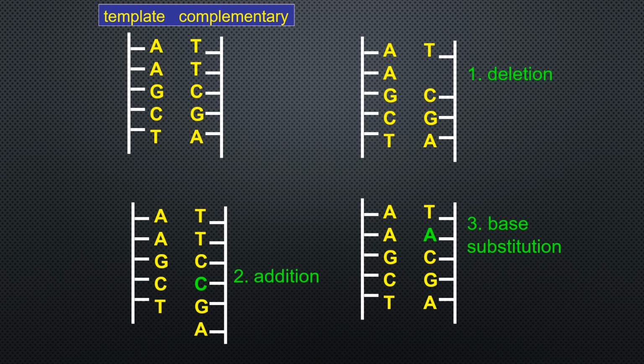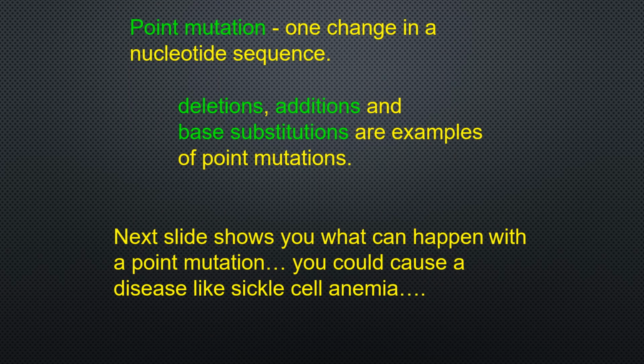Okay, so let's talk about if we have problems within our DNA that aren't corrected. The top left here represents what we would expect with our DNA. The complement is correct. We talked about before that we could either have deletions, additions, or base substitutions that could be problems. So how does this play out through gene expression? Each of those is called a point mutation. That means that there's one change in a nucleotide sequence.